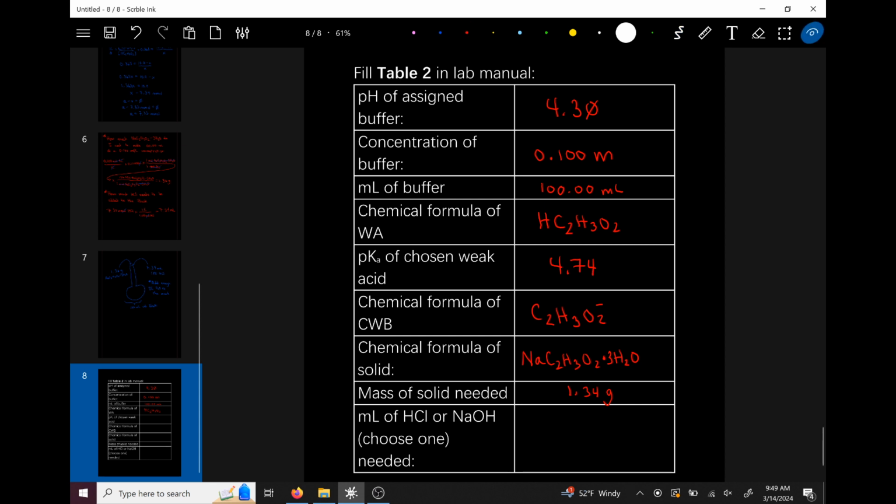In your notebook, it's going to ask you to circle one of these. I'm going to add HCl, so I'm going to circle HCl, and the amount that I have to add is 7.34. This is all you need. Once this table is filled out, you are more than welcome to start the laboratory. But again, when we actually do the lab on Monday and Wednesday, I'm going to check that everybody has completed it. And if you have not completed it, then you get a 0, you go home.